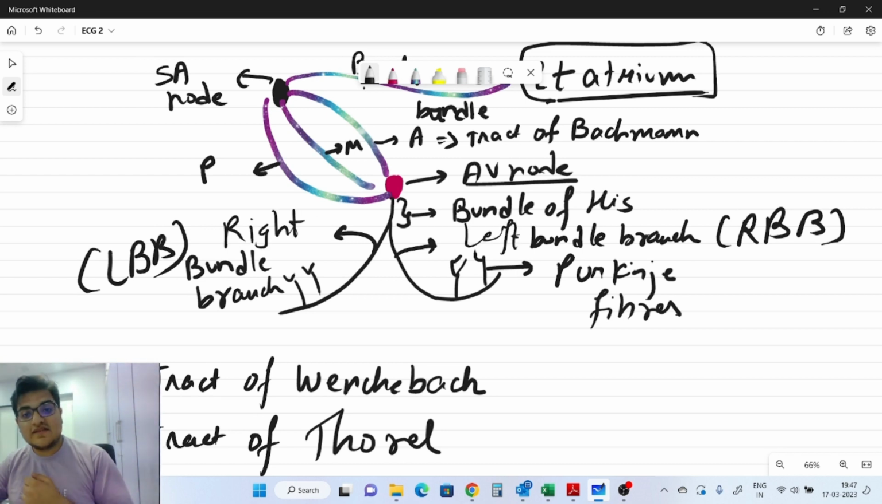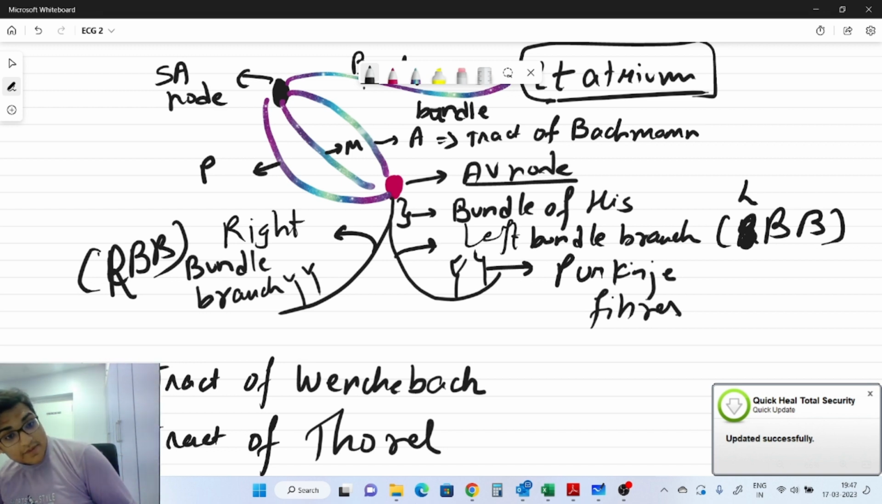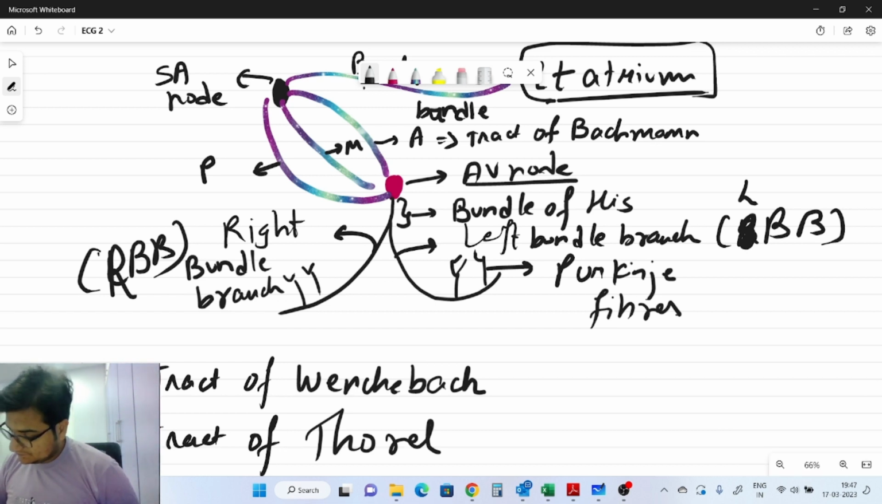Right, so that one is the left and this one is the right. This is R, this is R, and this is L. Okay. Right, so the right bundle branch is going to take it to the right ventricle, left bundle branch will take it to the left ventricle. Okay, please excuse this mistake. Okay. So that's all about the anatomical aspect.